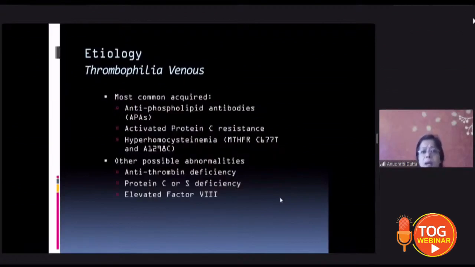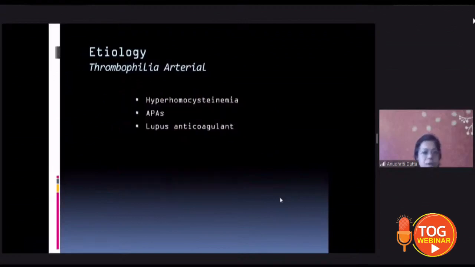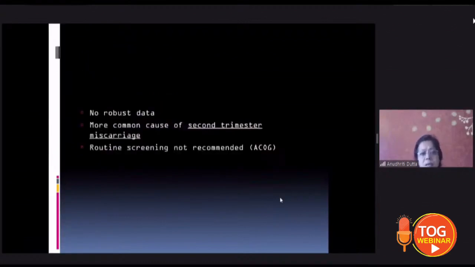And in the acquired, we have antiphospholipid antibodies, activated protein C resistance, hyperhomocysteinemia, and other possible ones such as protein C, protein S deficiency, antithrombin deficiencies, and elevated factor VIII. In the arterial, we have hyperhomocysteinemia, APLA, and lupus anticoagulant.